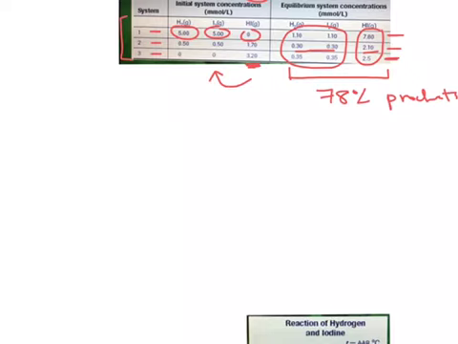Sometimes you guys will see this. So here's our reaction happening, forward and reverse reaction. And you can actually write that percentage right over top of the arrow.